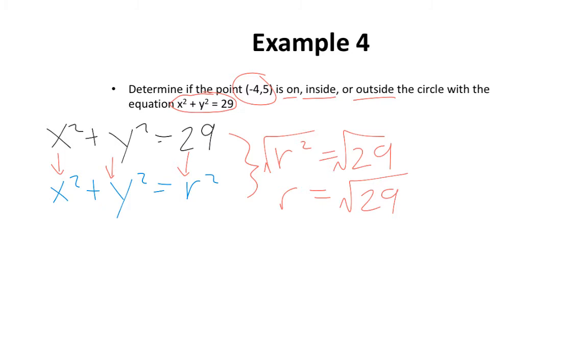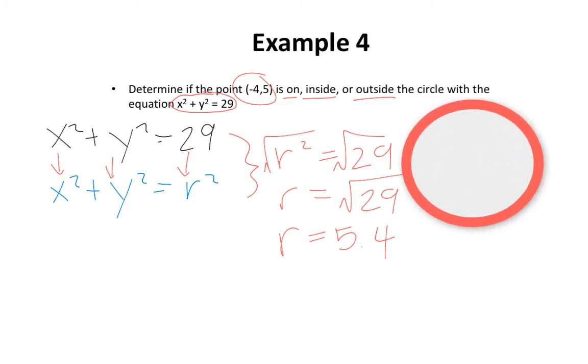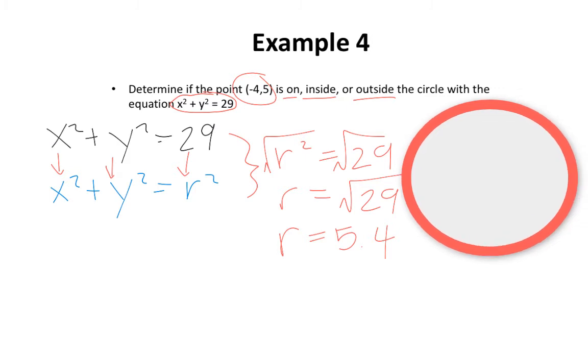If you want, you can go ahead and simplify that. I will do that right now. That simplifies to 5.4 approximately. With this piece of information, let's go ahead and make a diagram for ourselves. This might be helpful later. So that is the center of the circle. The radius is the square root of 29, or in other words, that is 5.4.